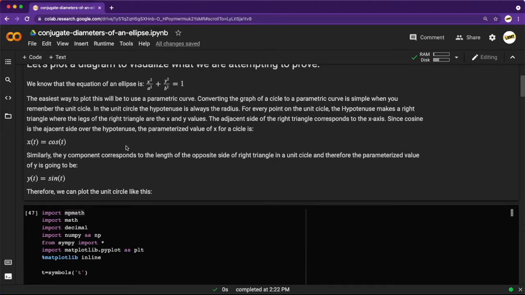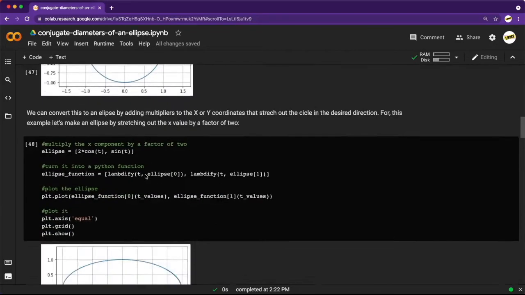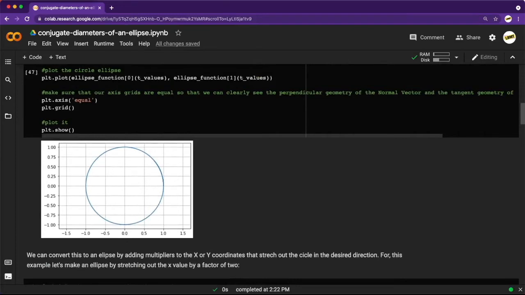Well, the easiest way to think is to think about it as a circle. So let's start there. How do we parameterize a circle? You might remember from the unit circle that the way that's done is for the x component, you take cosine of t, and for the y component, you take the sine of t. But why is that? Can we visualize that? Let's try to visualize that really quickly.